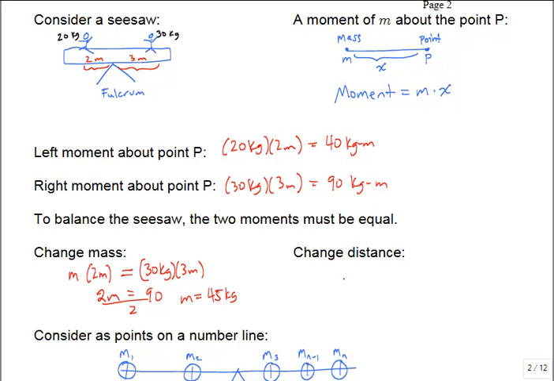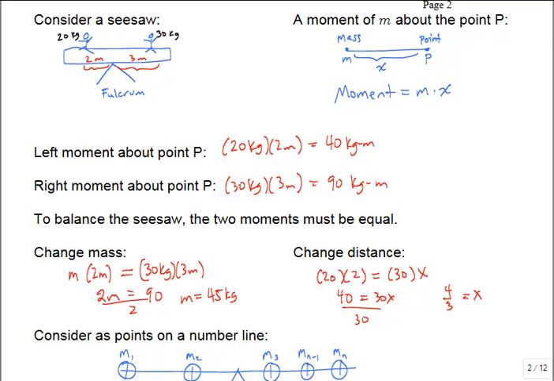The other option is to change the distance. If the masses stay the same, I would need to shift these children left or right so that it becomes balanced. So let's say that the 20 kilogram child stays put at 2 meters away and the 30 kilogram child stays on the seesaw. How far over are they going to have to move? Let's call that x to keep these two things equal. Well, if this is 40 and this is 30 times x, dividing by 30 means I'm going to need that larger, heavier child to be 4/3 of a meter away from that fulcrum. So he's going to have to move to the left to balance these two guys out.